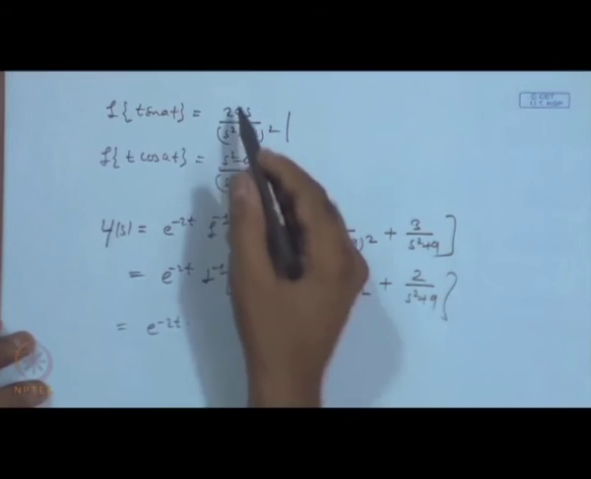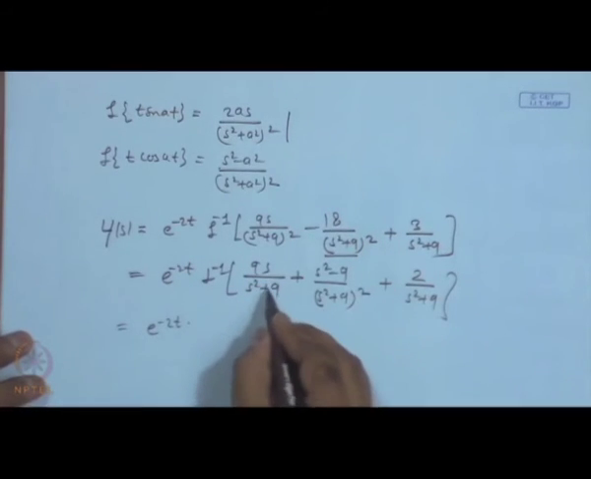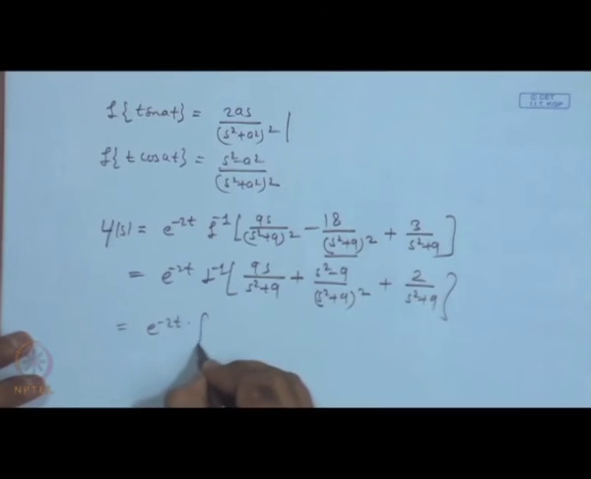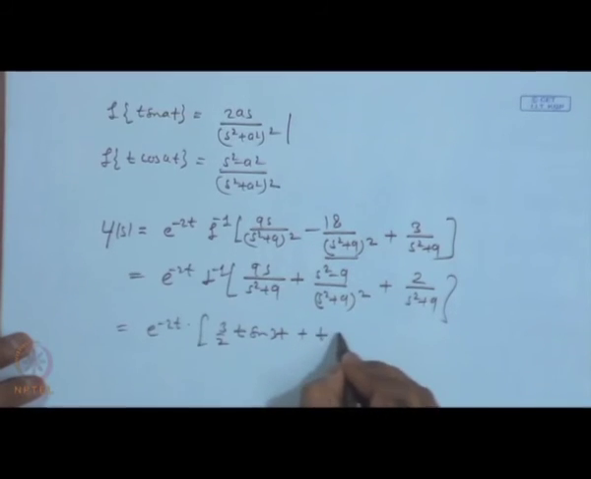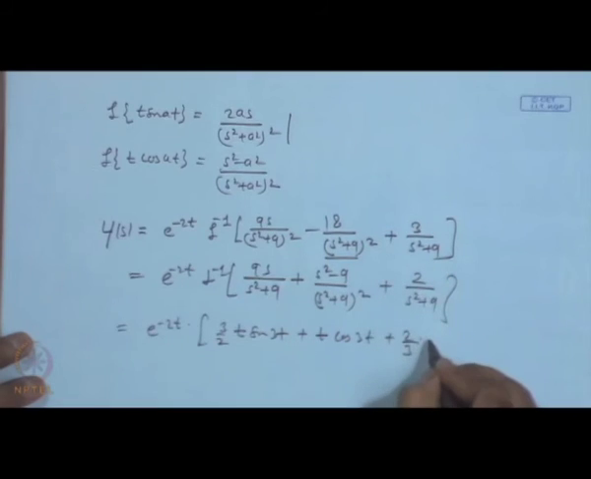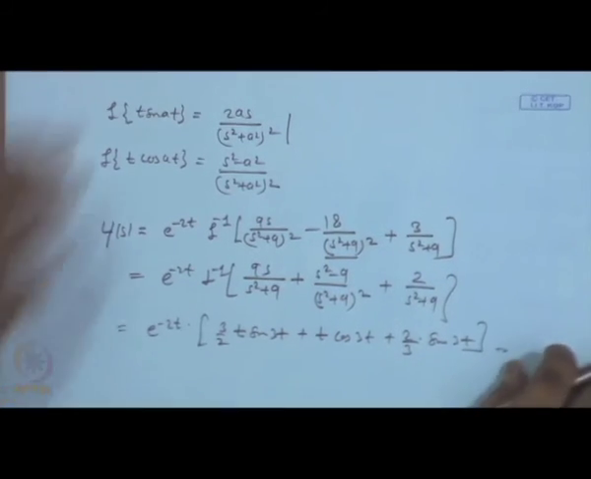It is a given form, 2as over (s² + a²)² divided by 2. So, this is simply 3 by 2 times t sin 3t. Here we get t cos 3t, and here we get 2 by 3 times sin 3t. So, this is the solution.